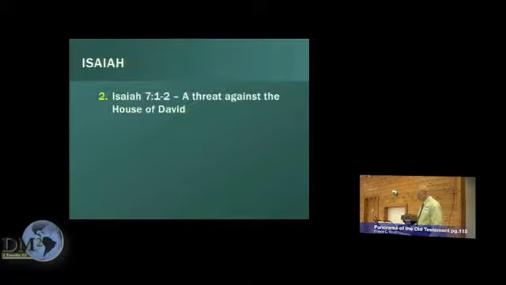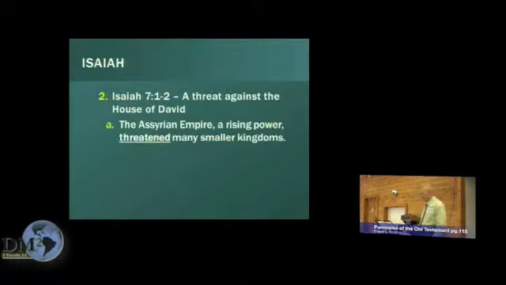So in Isaiah 7, 1-2, we have a threat against the house of David with the Assyrian Empire. The Assyrian Empire, a rising power, threatened many smaller kingdoms.